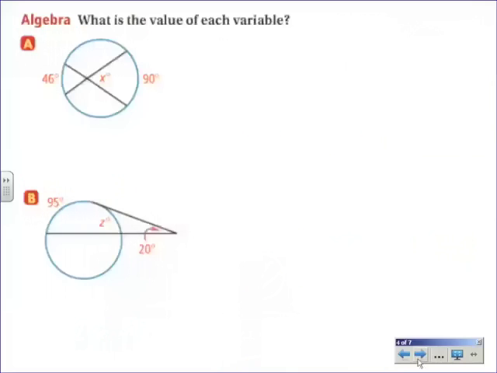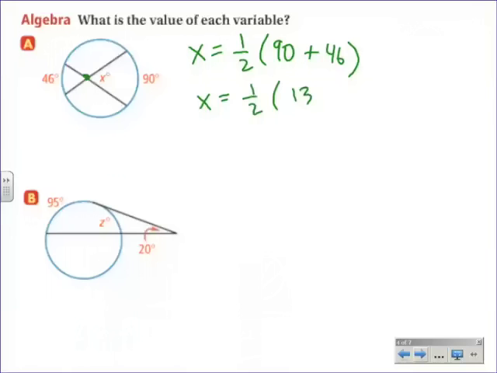Now let's use those two theorems to solve for x here. Because this point is within the circle, I'm going to use the first theorem, and I'm going to say x is equal to 1/2 the sum of the two arcs. So this will be 90 plus 46. Now this is just a simple evaluate problem, where I take 1/2 of that sum, which is 136, and 1/2 of 136 is 68.